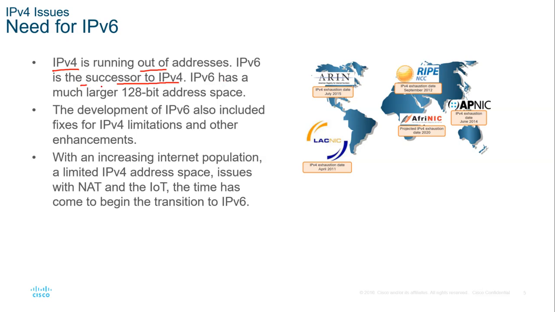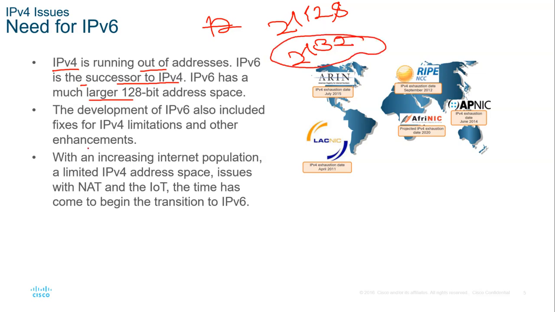So IPv6 has a much larger 128-bit address, meaning that if you have to get the total number of supported IP addresses, it's 2 power 128. Within IPv4, it's 2 power 32. Okay, so the development of IPv6 also included fixes for IPv4 limitations and other enhancements.